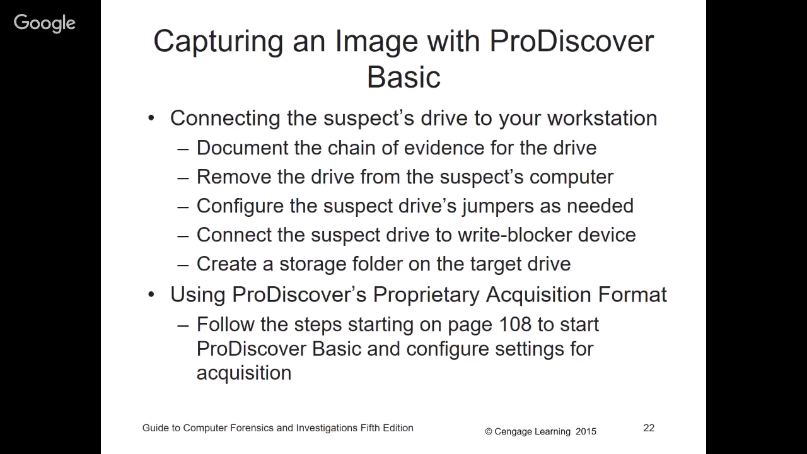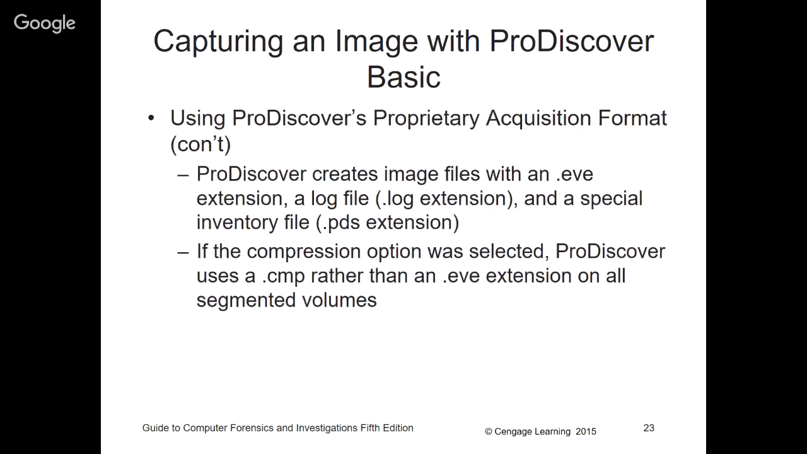To a write blocker device, create a storage folder on the target drive. Using ProDiscover's proprietary acquisition format, or the AFF, that's on page 108. All right, and they will give you a log with that image as well as an inventory file or PDS. The compression, which is selected, uses CPM rather than EVE. So far, we've been using EVE.